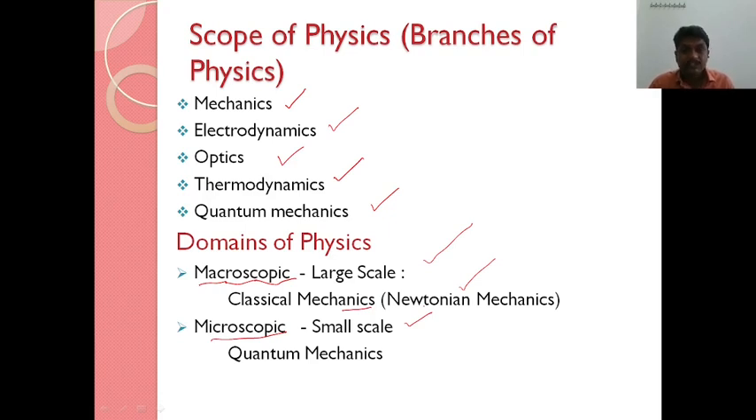Okay, next domain is microscopic, where we study the smallest particles: atoms, molecules, electrons, protons, neutrons, what are their properties, and we can study the motion of those particles. Even though we cannot see them, we can study them with the help of some principles, and that branch of physics is said to be quantum mechanics. It is a branch of smaller particles. Okay, this is about the domains or branches of physics.